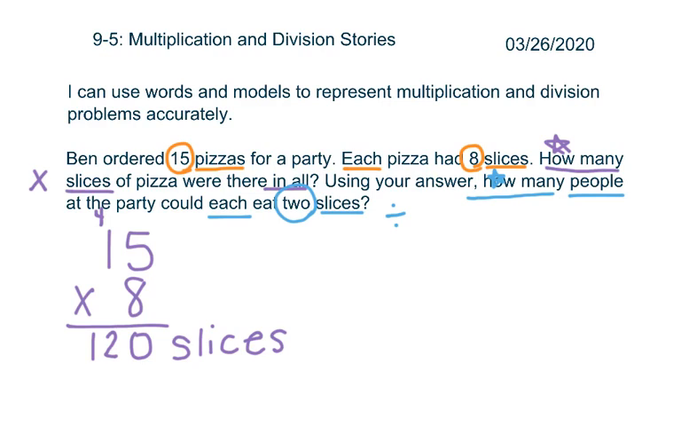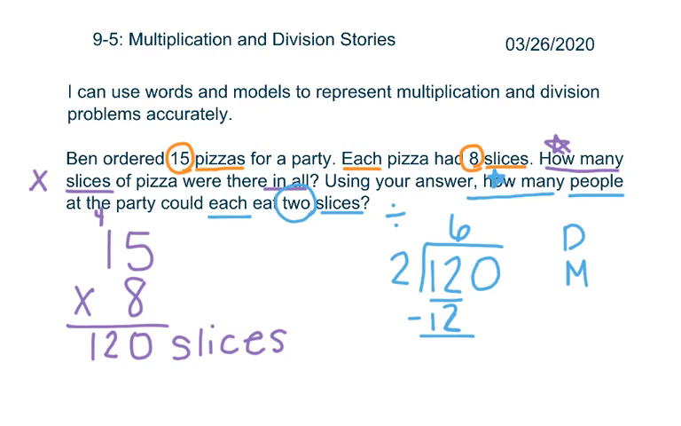On the flip side, I have 120 slices. I want to break that into equal groups of 2. So let's think about this. I have to divide because I know the total, and now I need to break it apart. So 2 doesn't fit into 1, so I'm going to look at the next digit. 2 fits into 12 6 times. I multiply 6 times 2 is 12. I subtract, bring down. I'm bringing down a 0.